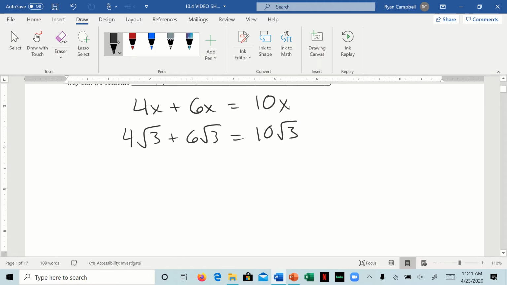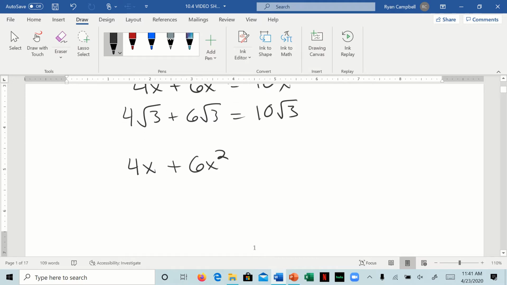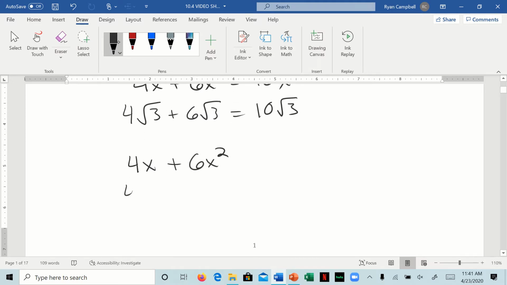But also, how would you add 4x plus 6x squared? You can't, right? These aren't like terms, so you can't combine them. So in the exact same way, if you have 4 square root of 2 plus 6 square root of 3, you can't combine them. It's the exact same thing. So just think of them as like terms.